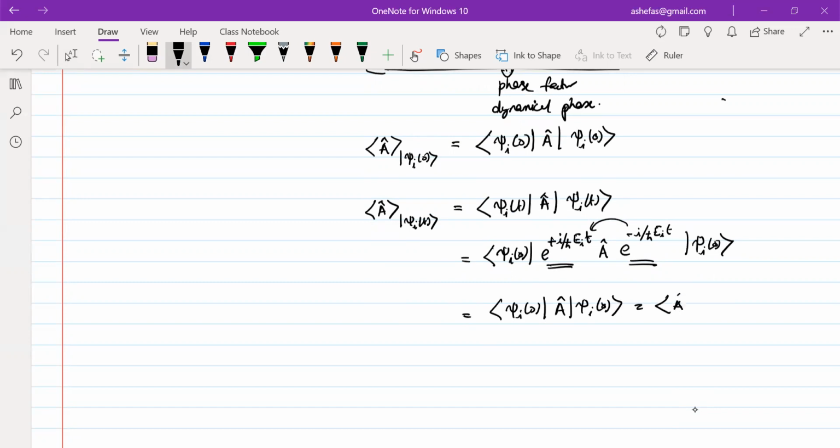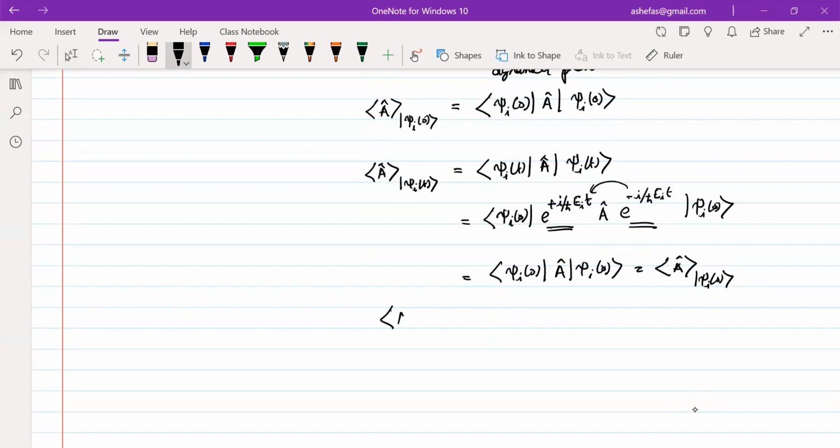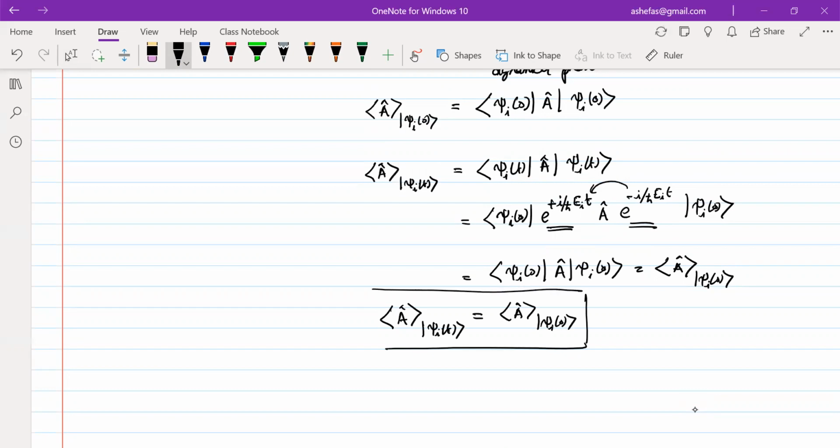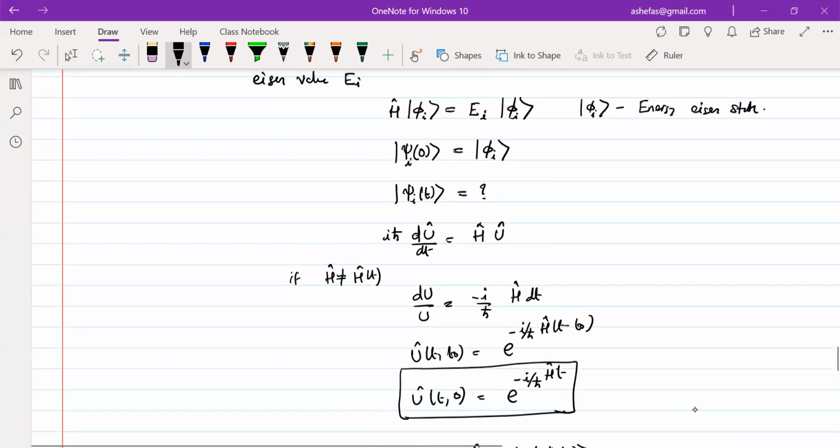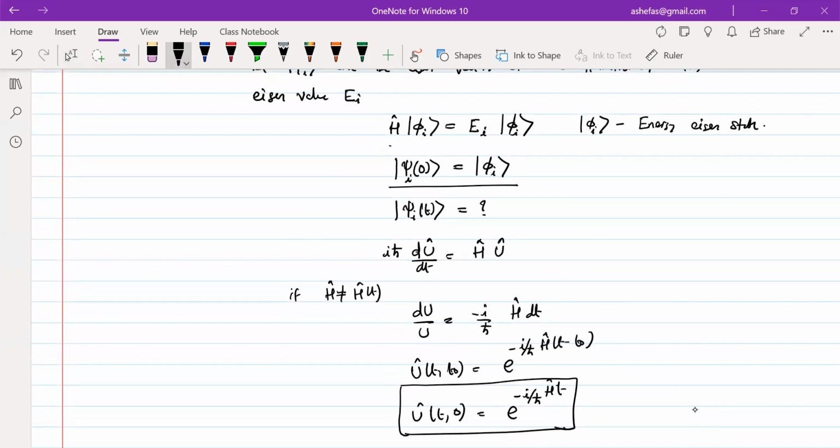So that is nothing but the expectation value of operator A at time 0. What is its meaning? The expectation value of operator A at time t and at time 0 are the same if the state is a stationary state. Recall that psi i of 0 is taken to be ket phi i, where ket phi i is the energy eigenstate, or it is called the stationary state.